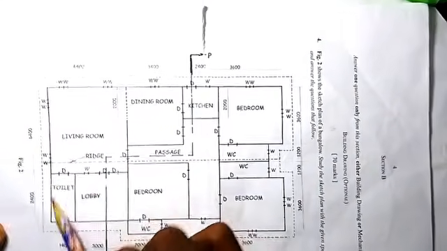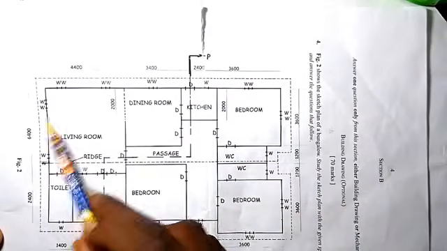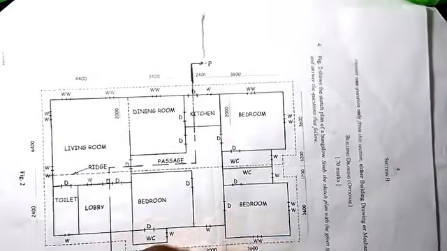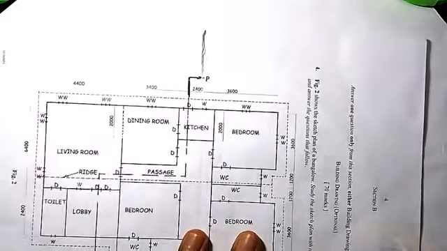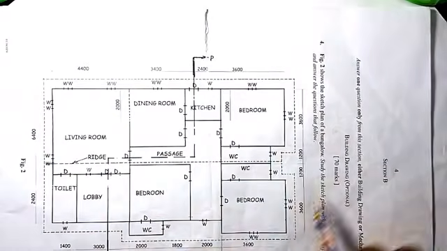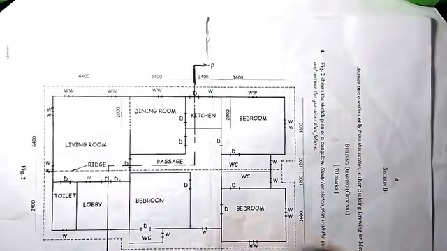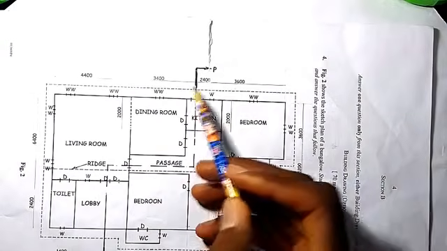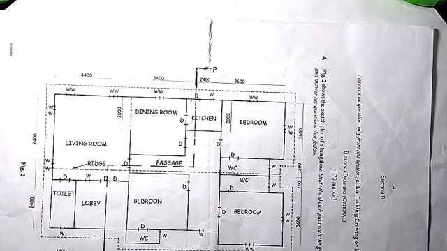Once we've drawn the walls, then we come to the windows and the doors in the floor plan. So let's start with that. Let's first get the total length of each side. So for here we are having 4.4 plus 3.4 plus 2.4 plus 3.6, which is 13.8 centimeters.